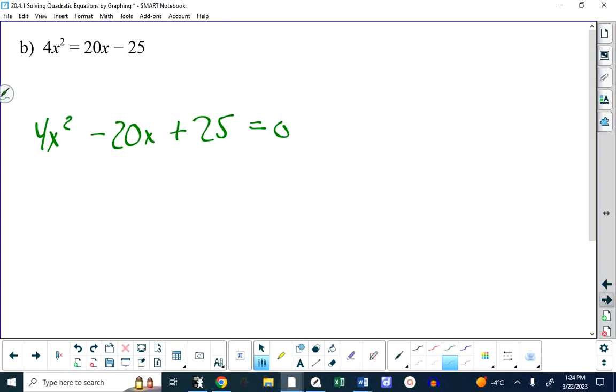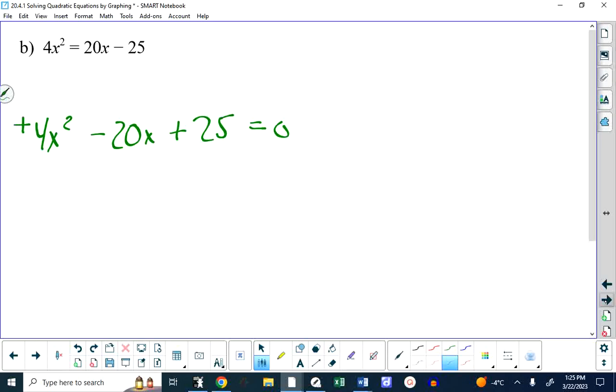So, in order for me to get the equation to be equal to 0, I can either move all of the terms to the left side, which I have chosen to do, or I can move all of the terms to the right side. My advice is always arrange it so that your quadratic term, your term that has x squared, is positive. You could move everything to the other side and have negative 4x squared plus 20x minus 25 equals 0. You'd still get the same x-intercepts.